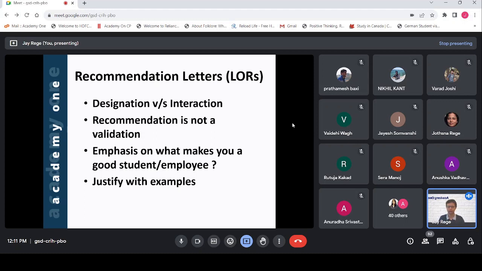Nobody is going to cross-check your resume and your recommendation and say, okay, he says that he was part of the IEEE, yes, the professor has confirmed that the student was part of the IEEE. That kind of validation is not going to happen. So don't worry about it. You don't have to mention in the LOR everything that is mentioned in your resume.